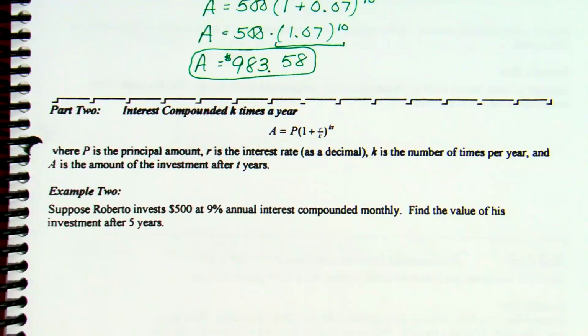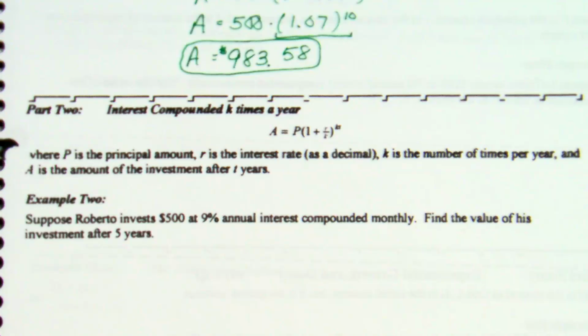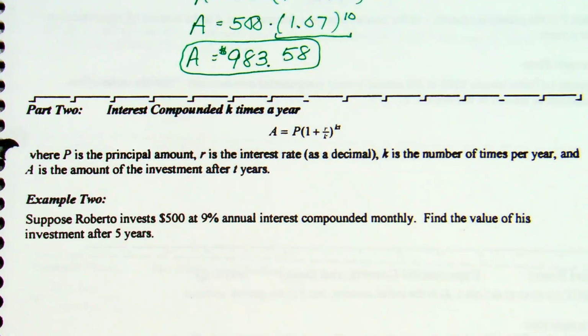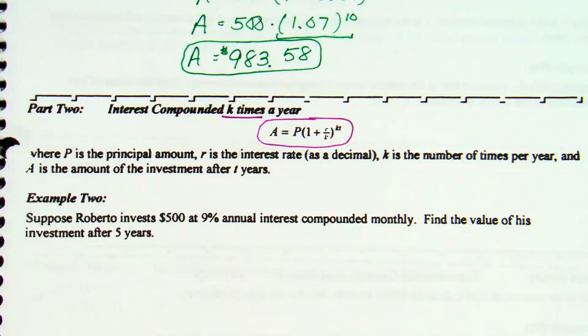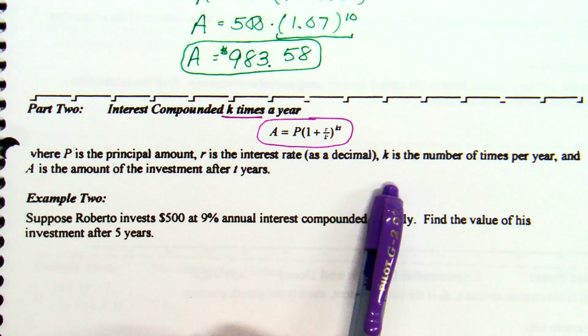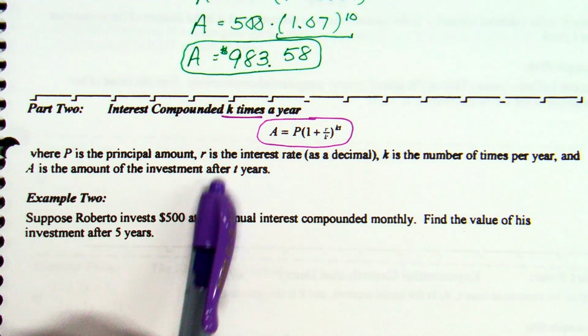Okay. Part 2 is interest compounded K times a year. So this formula we're talking about here is, instead of it just being annual, it can be any number of times per year. Okay? Which technically means you can use this formula for annual also, because annual is once a year. So you could use this for any number of times. Obviously, P is still principal, R is still the interest rate. The new part is that K is the number of times per year. So how often you're compounding. A is still the amount of investment, and they use T for years here.